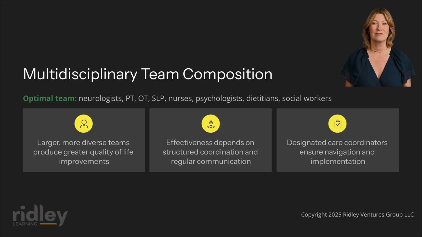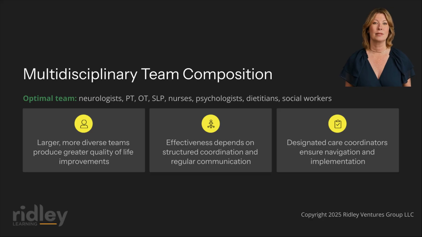The effectiveness of multidisciplinary care derives from the complementary contributions of team members, each addressing specific aspects of the complex symptom profile while coordinating interventions to maximize synergistic effects. The optimal composition of the multidisciplinary team for Parkinson's disease includes neurologists, physical therapists, occupational therapists, speech-language pathologists, nurses, psychologists, dietitians, and social workers, with palliative care specialists integrated for patients with advanced disease or high symptom burden.